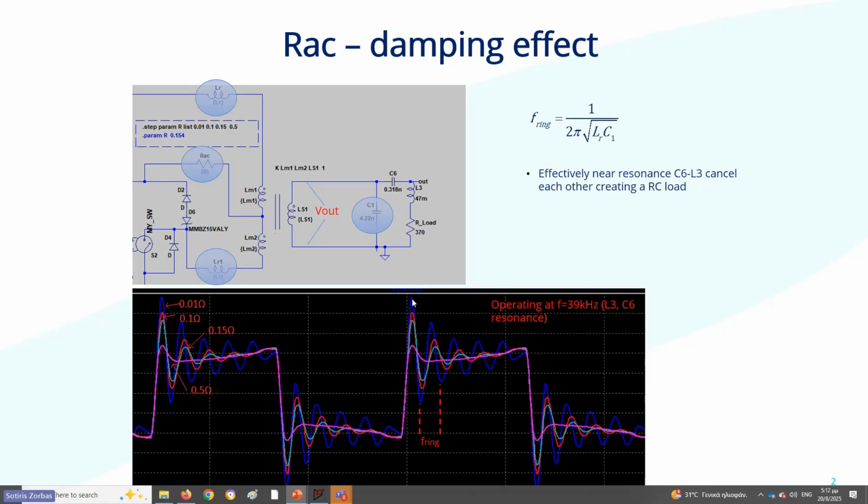In the undamped case it is like 400 volts, which plays a huge role in the driving of the load. As you see here, we have two frequencies. One frequency is the driving frequency at 39 kilohertz.